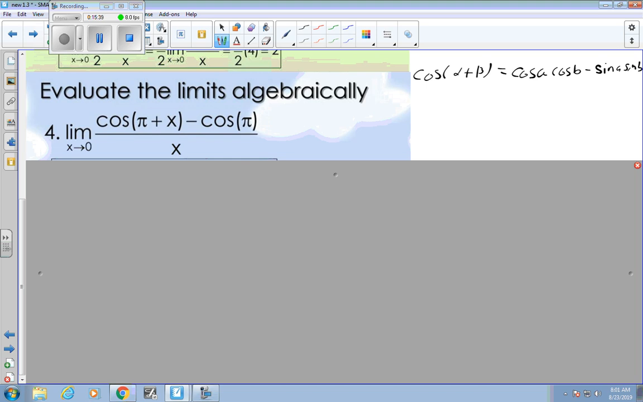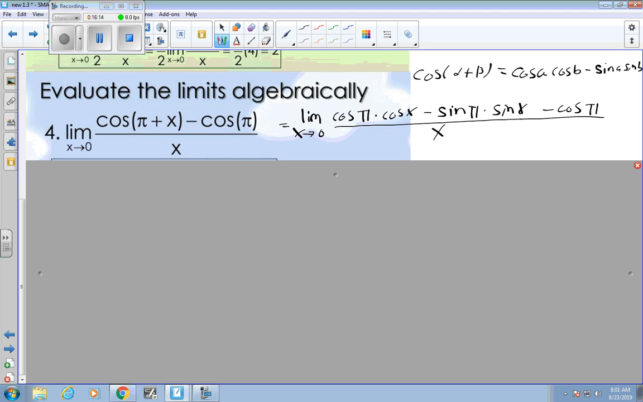So that means I can expand out this cosine of pi plus x. So this is equal to the limit as x approaches 0 of cosine of A, which is pi, times cosine of x minus sine of alpha, which is sine of pi, times sine of x. I still have this minus cosine of pi all over x. Okay?